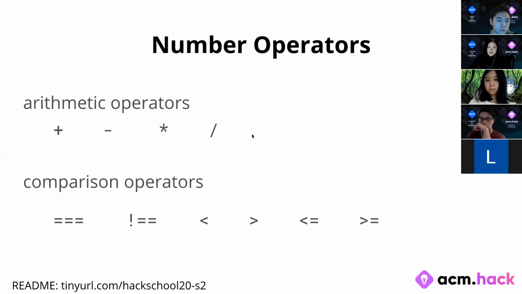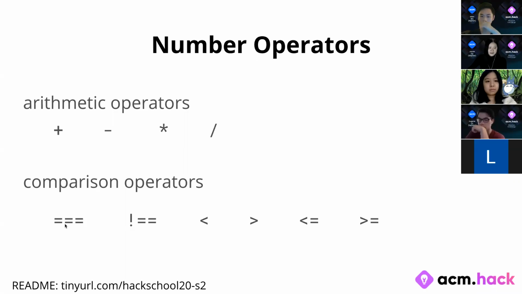And what can we do with numbers? Well, we can do our normal arithmetic operators: adding, subtraction, multiplication, division, as well as a couple other ones that aren't kind of core, I guess. And we also have these comparison operators. These look kind of weird, so let's just go through them one by one.